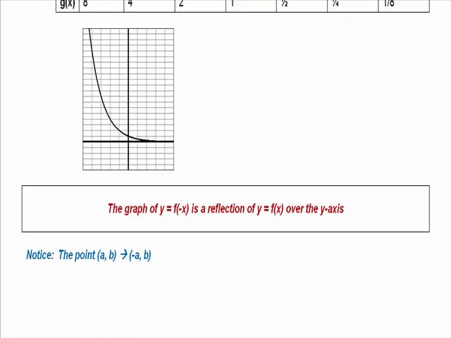All it does when I have the negative inside is it keeps the y's. Inside changes keep the y's the same, but they affect the x's. And in this case, what it does is it negates the x's. So f at negative x negates the x's, keeps the y's.